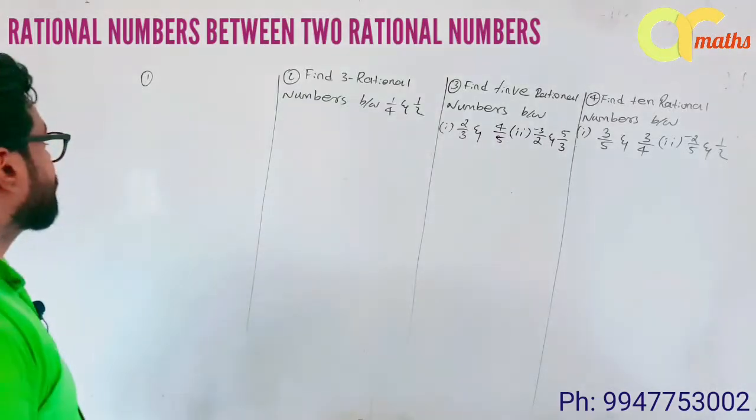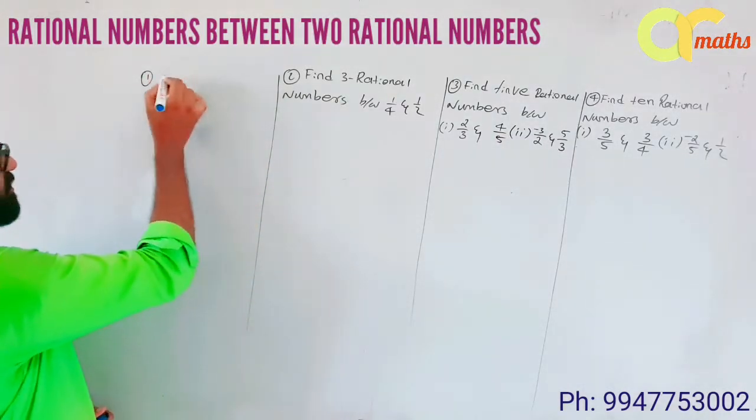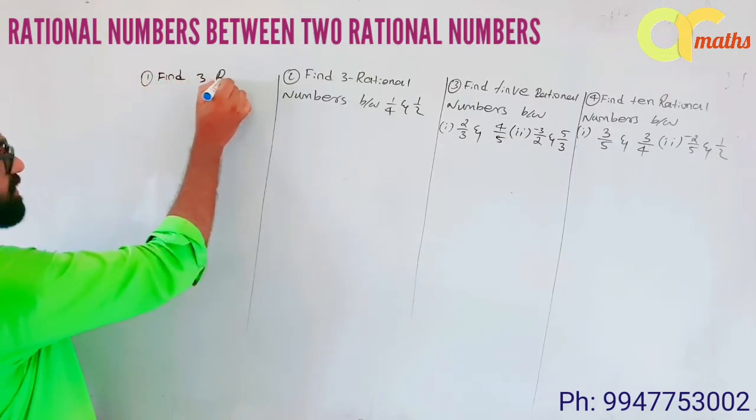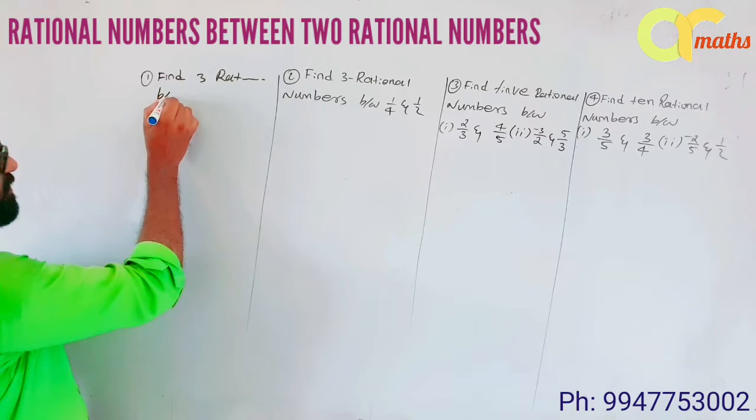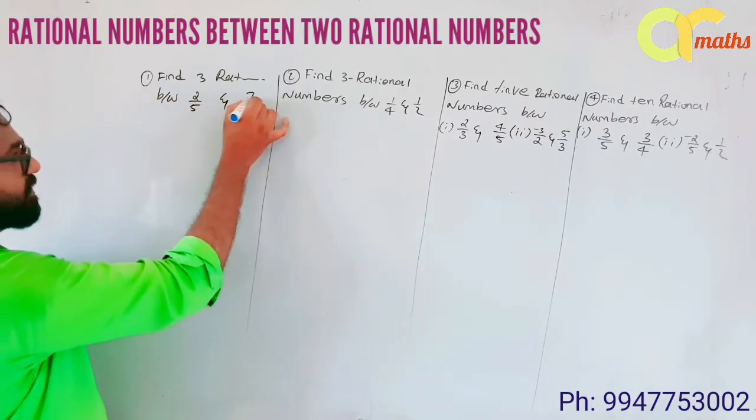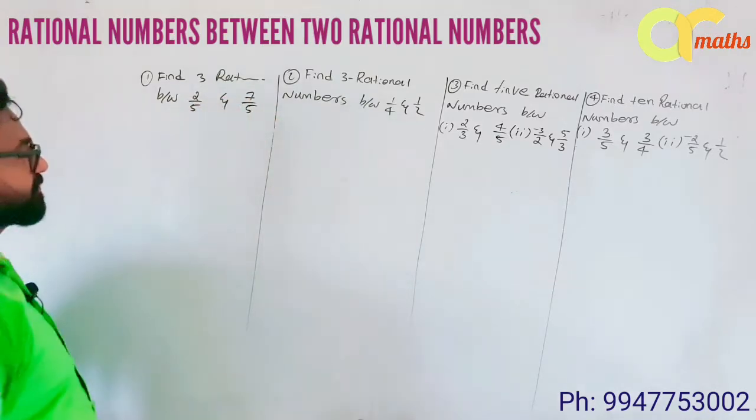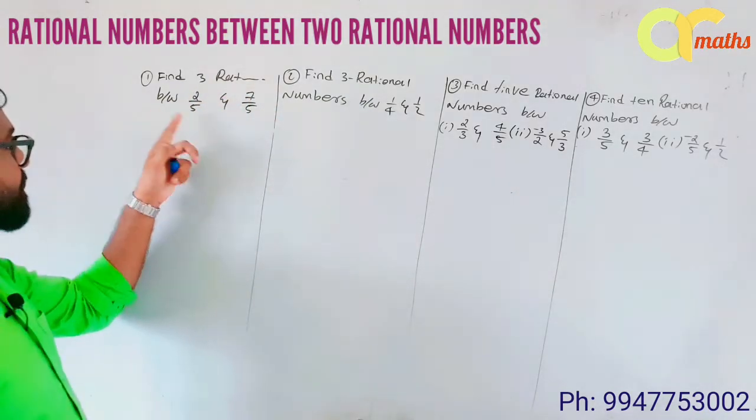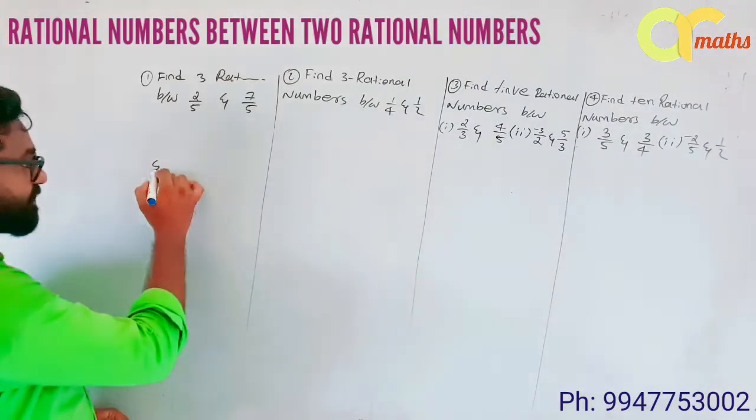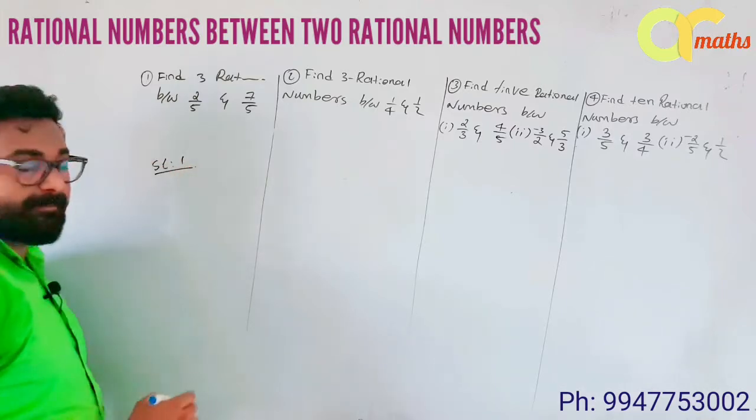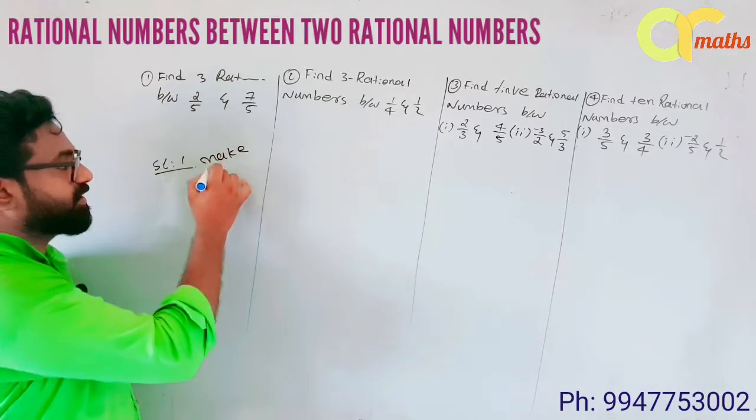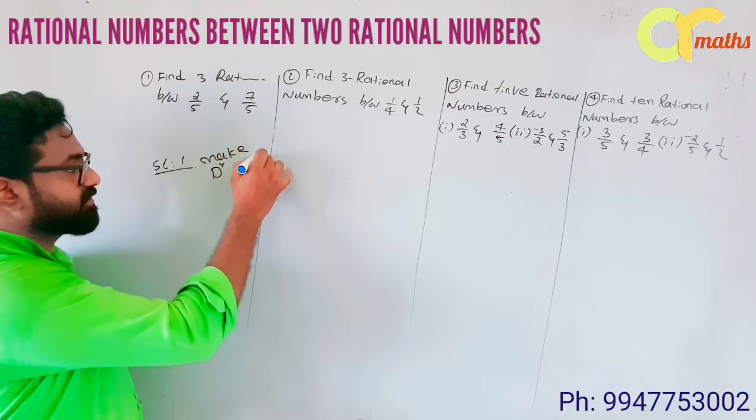Listen here. Suppose we are given a question: find three rational numbers between 2 by 5 and 7 by 5. Find three rational numbers between 2 by 5 and 7 by 5. So what is our first step? Step 1 is make the denominator the same.